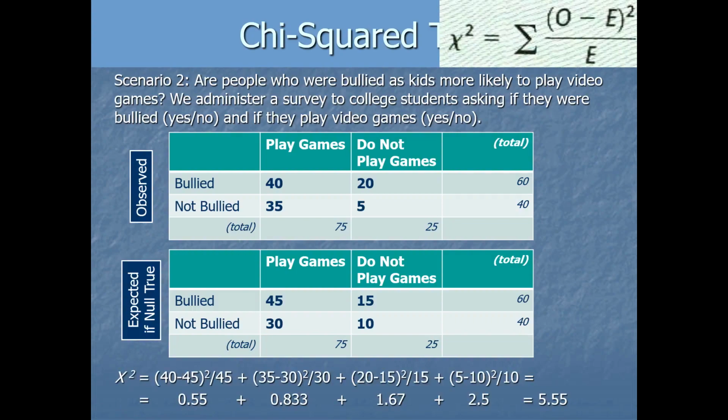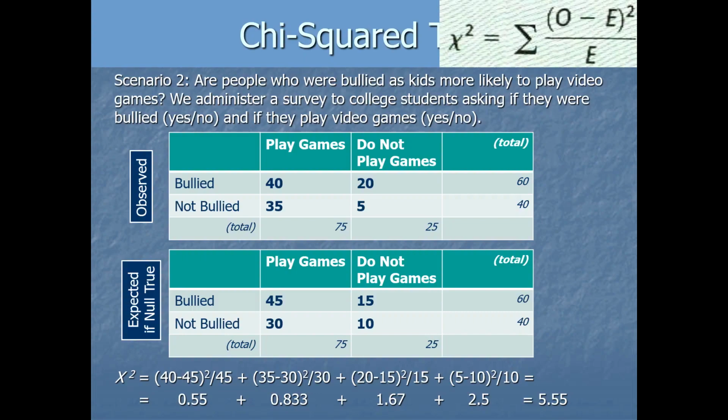So for the upper left cell, it'd be 40 minus 45 squared divided by 45. And that gets you 0.55 just for the first cell. Then if we go to, let's say, the bottom left cell, it would be 35 for our observed minus 30 for the expected. Square that and divide by 30. So that's 0.833. Upper right cell comes out to 1.67, and the last cell comes out to 2.5. So if we just total that up, our data has a chi-squared value of 5.55.